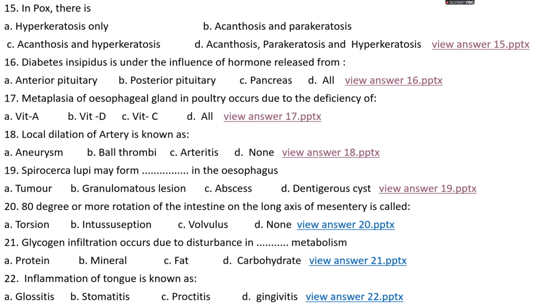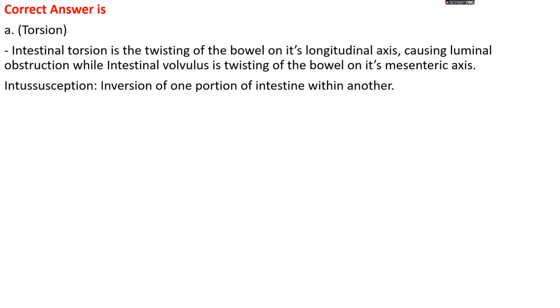Okay. Question number 20. An 80-degree or more rotation of the intestine on the long axis of the mesentery is called option A, torsion. Option B, intussusception. Option C, volvulus. Option D, none. The right answer is option A, that is torsion.